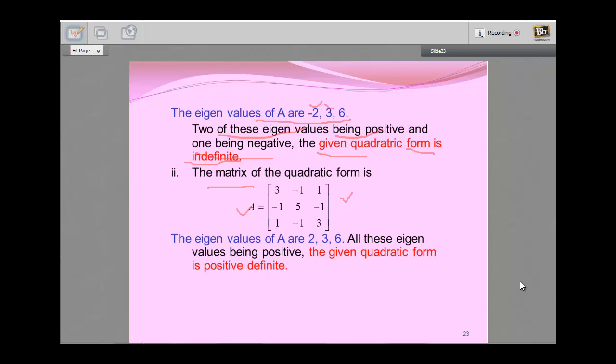Now from this matrix, write the eigenvalues. The eigenvalues of A are 2, 3, 6. So all the eigenvalues are positive. It means the given quadratic form is positive definite. So in this way we will write from the equation to the matrix form.